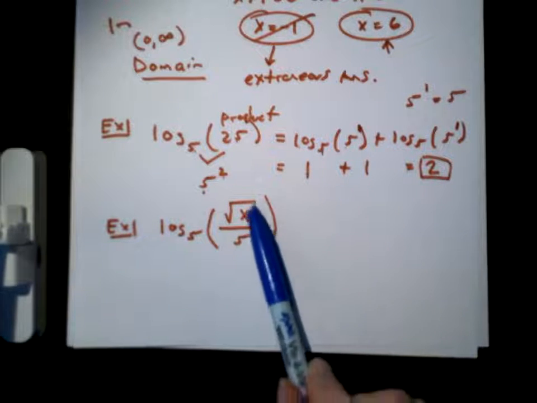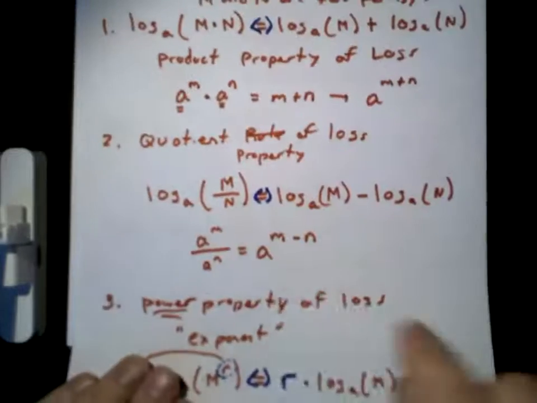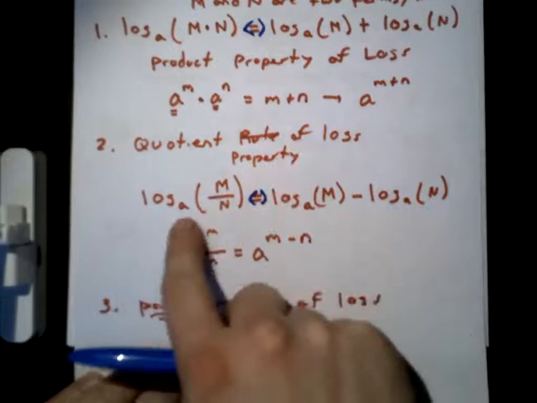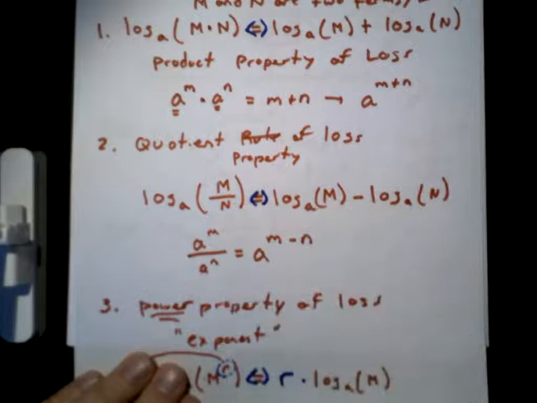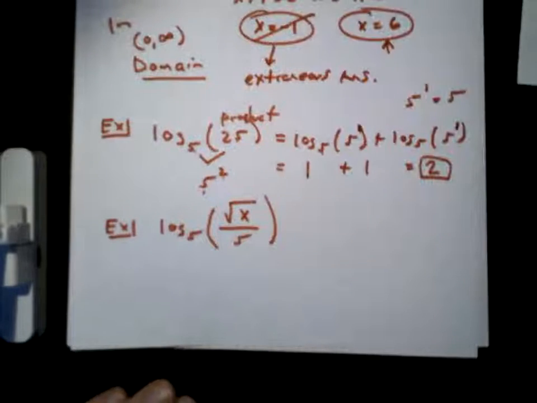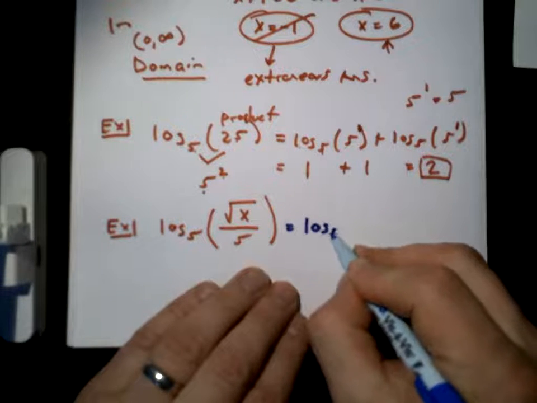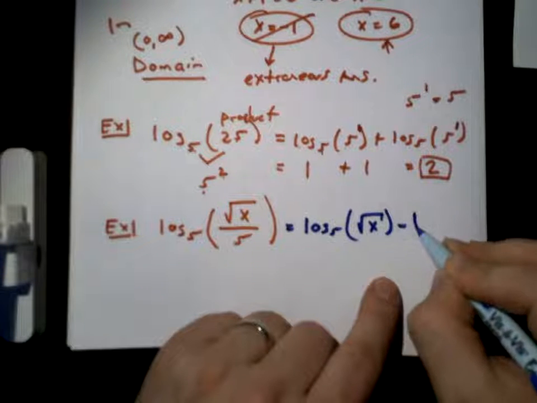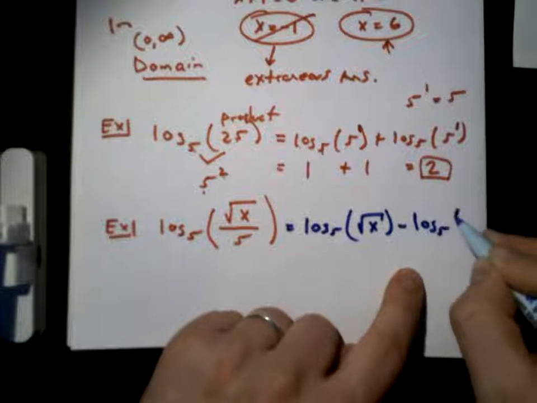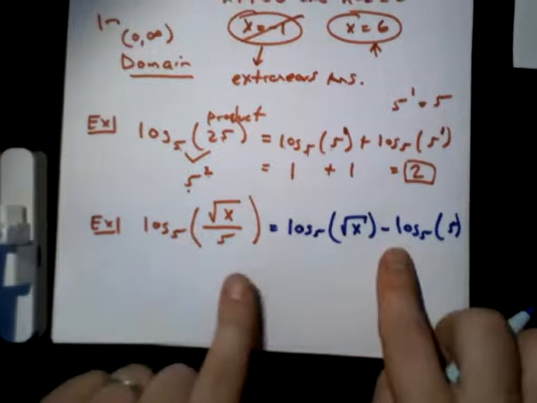Now let's look at this guy right here and say, okay, I have a quotient. I have a quotient, so here's what I'm thinking about. Here's my quotient rule. I have a fraction, so I'm going to go ahead and rewrite it as a minus. So here we go. I have log base 5 of the square root of x minus log base 5 of 5. Right, just like that. It's a minus.